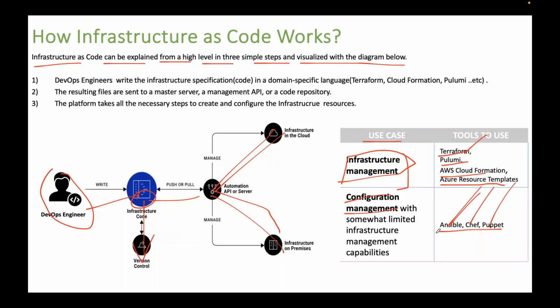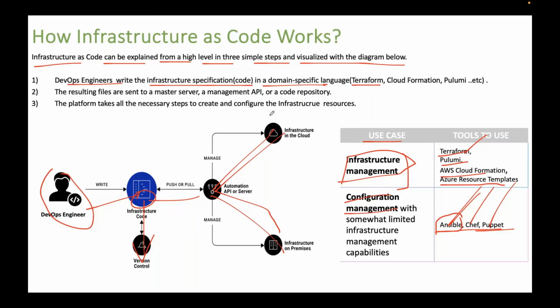Why? Because Ansible is developed using Python. Python provides many features, many algorithms. Even in data science or artificial intelligence, they are using Python only, right? Clear? See, DevOps engineers write the infrastructure specification code in a domain specific language, HCL, and they run this one and send it to that server. That server is going to connect and create the infrastructure. We are going to make it automation.